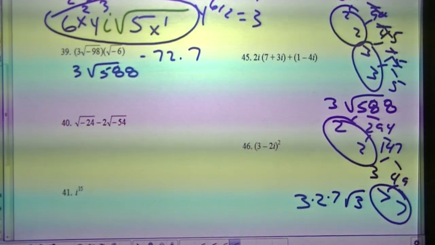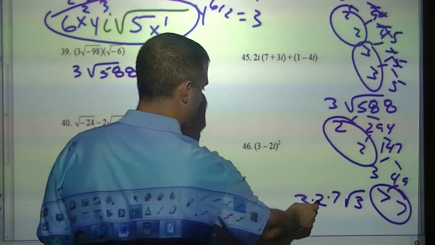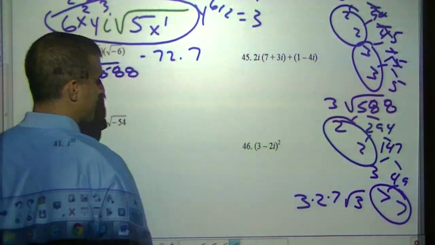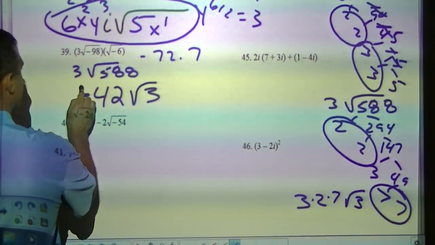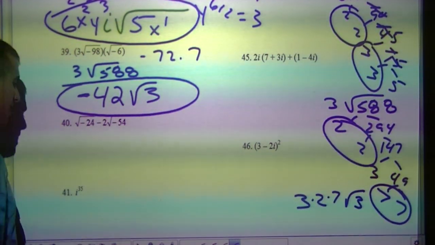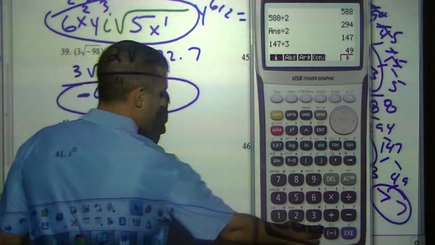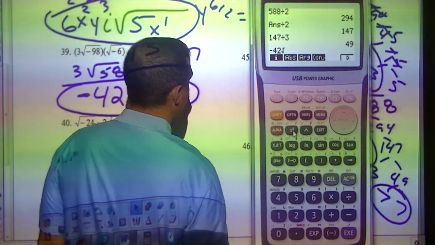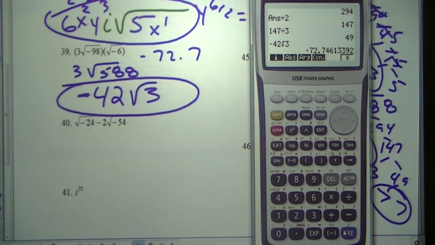So what I got there is, in the end, I've got 3 times 2, which is 6, times 7 is 42. I got 42 square root of 3. I'm going to go ahead and put a little negative out front, okay? Because I know my answer has to end with a negative. So what you should do is if you get the negative, you should know that that's going to end with that, and that matches up, okay?